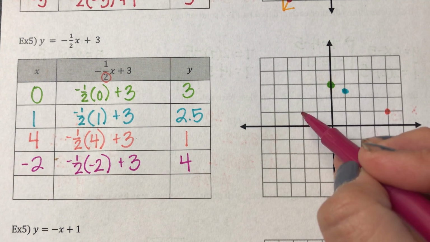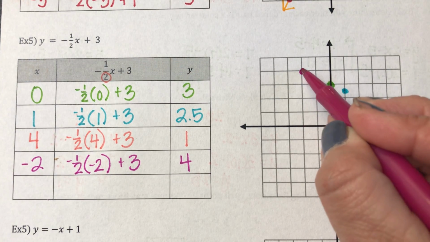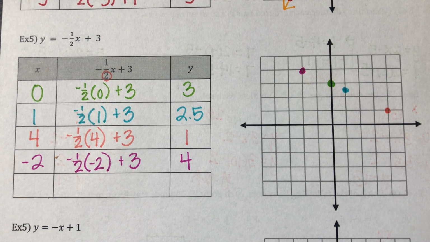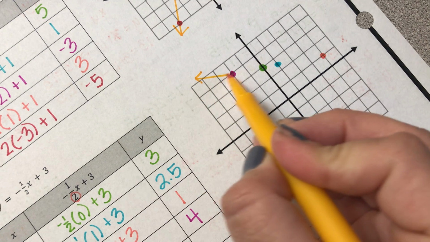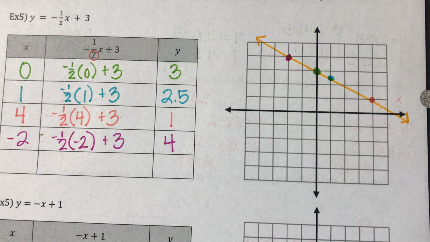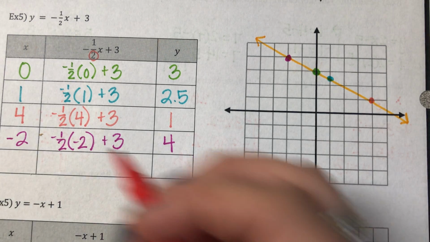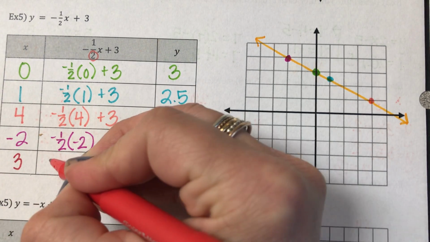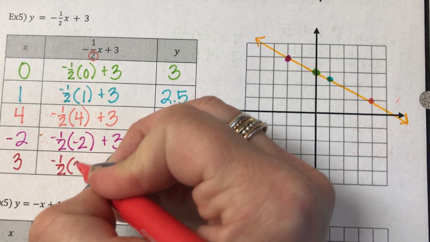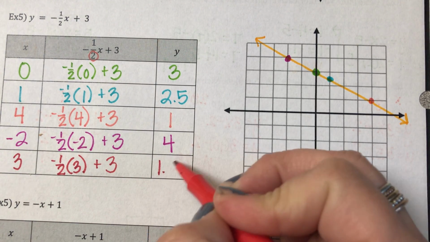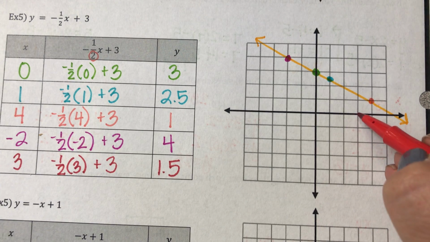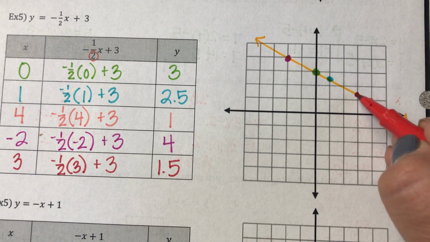So I have the point -2, +4. Okay, and so I'm going to connect these with a line. And there we go. And again, let's say I had picked the number 3. -1/2 times 3 is -1.5, plus 3 is 1.5. Here's the point 3, 1.5.